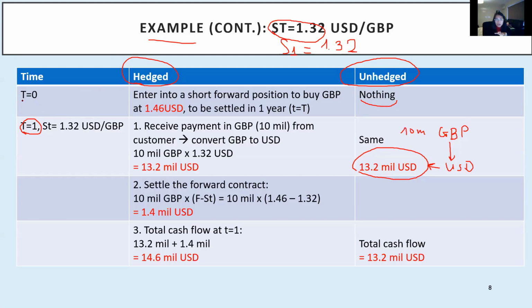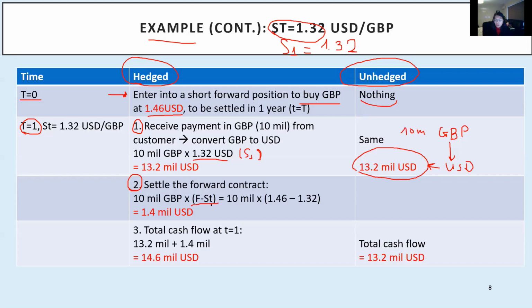So with the hedge position at time 0, I have entered into a short forward position to sell the pounds at the forward rate of 1.46, and it's going to be settled in 1 year's time, okay? So in the future, when I receive the 10 million pounds from my customer, I'm going to convert that pounds into the USD at the future spot market rate of 1.32. But at the same time, I'm going to settle my forward contract as well, okay? So at time 0, I enter into a short forward contract.